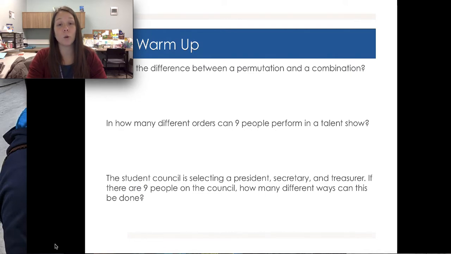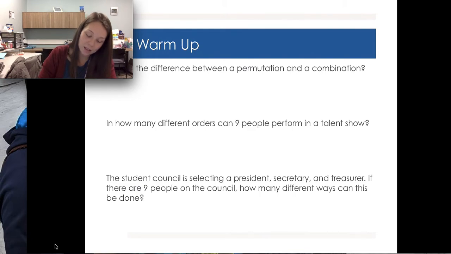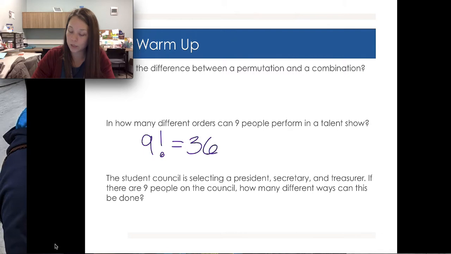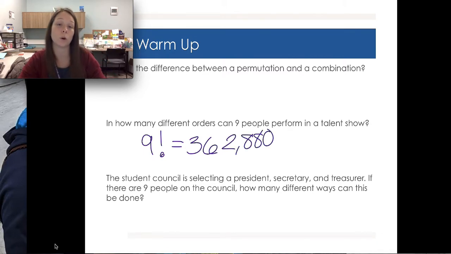And how many different orders can 9 people perform a talent show? If we're strictly looking at the way we can order up a set number of items, that is a factorial, so we would take 9 factorial. And that would give us 362,880 different ways we could order 9 different people in a talent show.